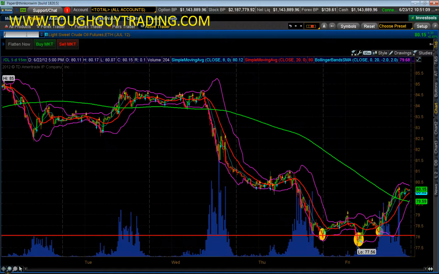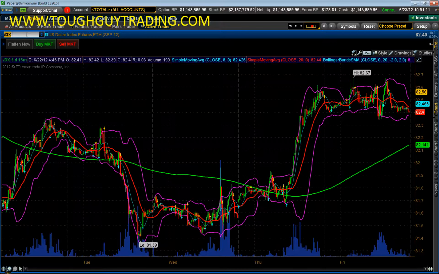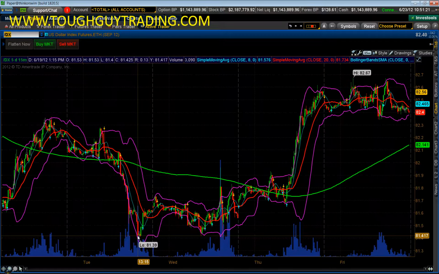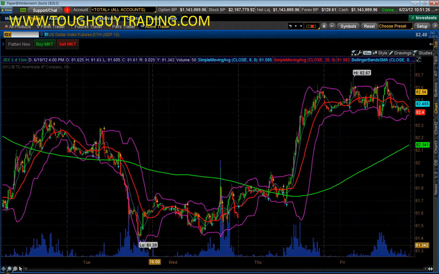So that was just one of my chart setups. Whenever something makes a new low, it normally makes a new high. Whenever something makes a new high, it normally makes a new low if you're looking at it on a smaller time frame. The same is true here in DX, where we look at the US dollar. It makes a new low down here at 81.39.